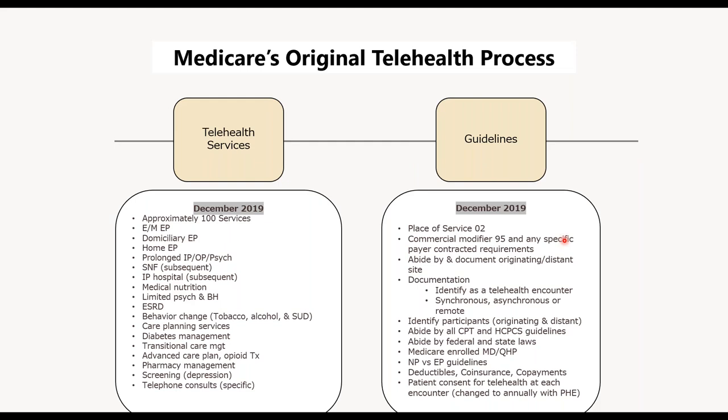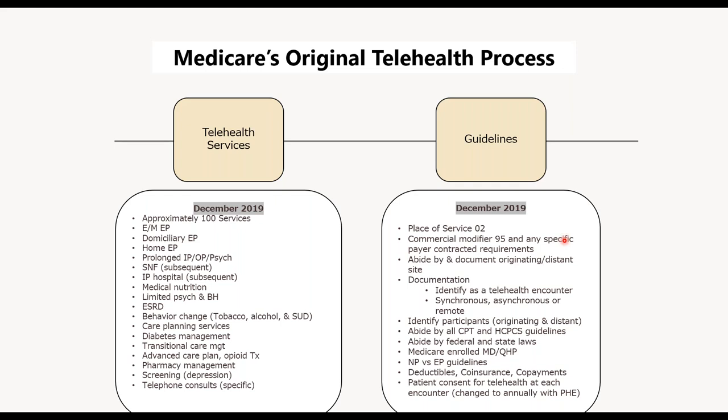Then here are the services that you were allowed to perform. There were about 100 services, a little more, that you could perform, and they're all in these areas. These were what was approved. Okay, and then in December, the guidelines were you would report a place of service 02, because that came out in 2019, that they changed the place of service.